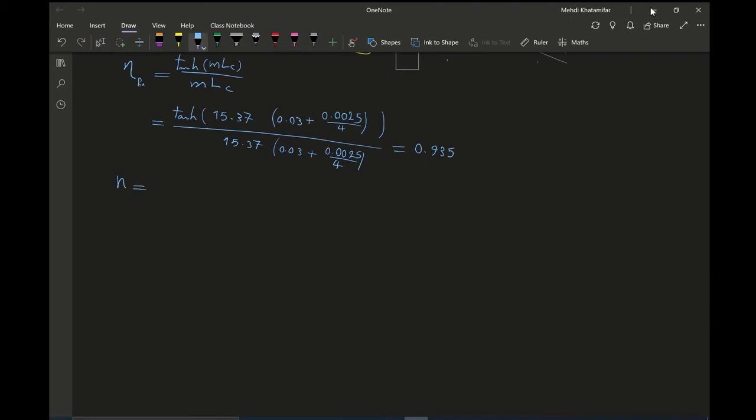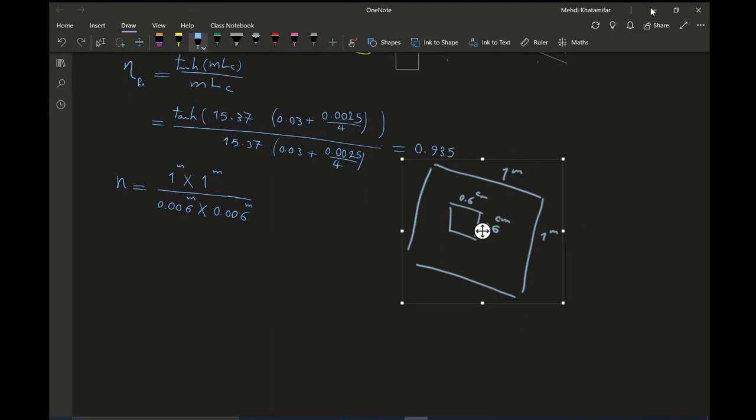The number of fins is going to be: this is the total surface, 1 meter by 1 meter, and the center to center distance was 0.6 centimeter. So I converted it to meters, and I want to find how many 0.6 centimeters I have in 1 meter by 1 meter of my surface.